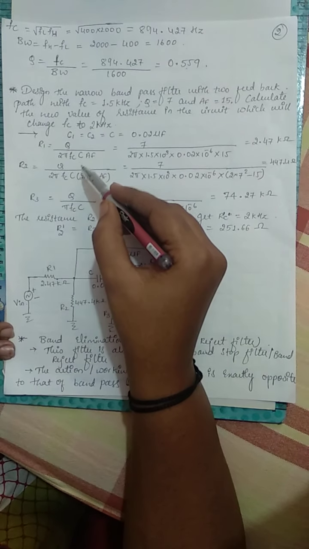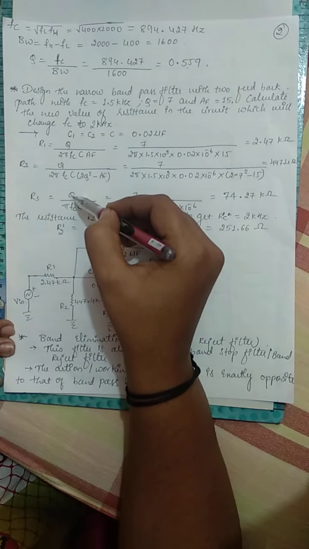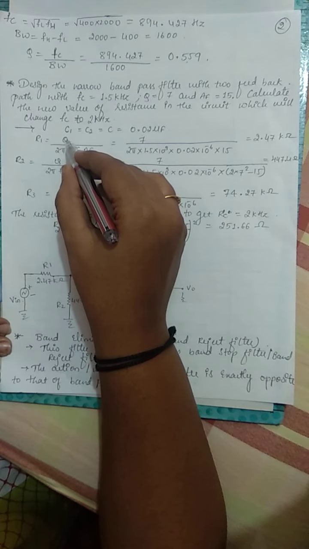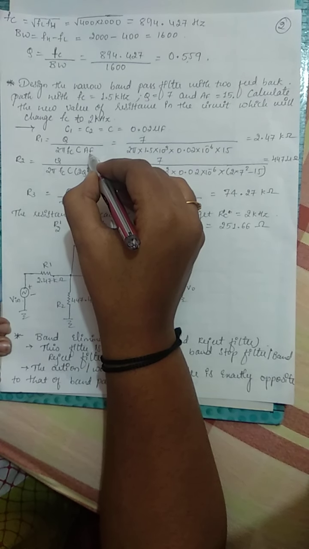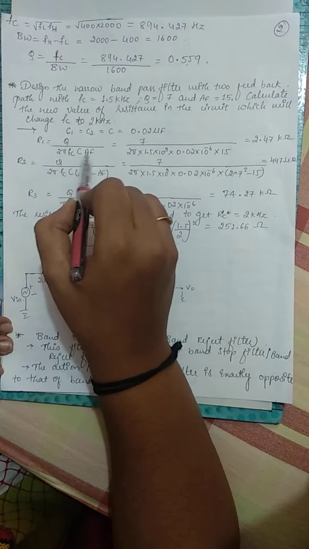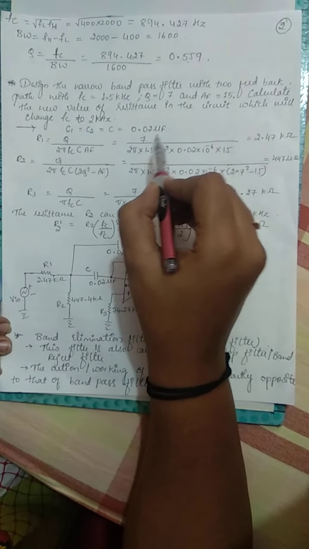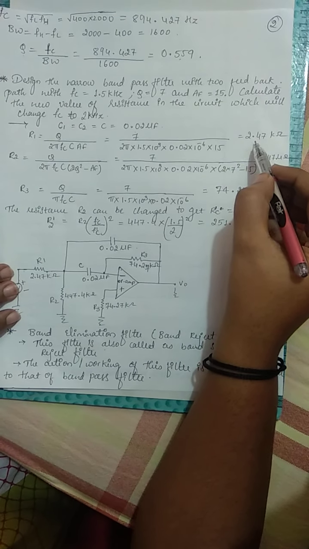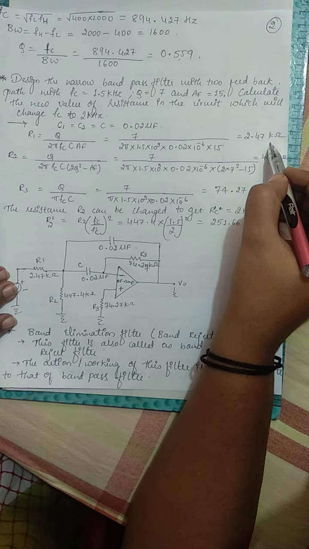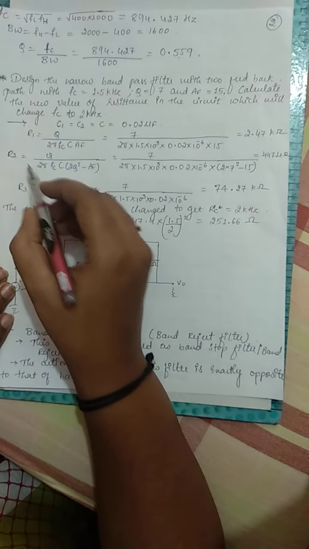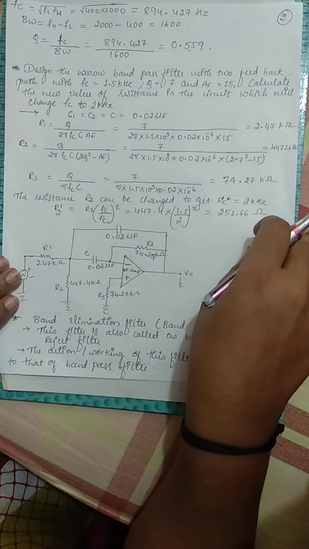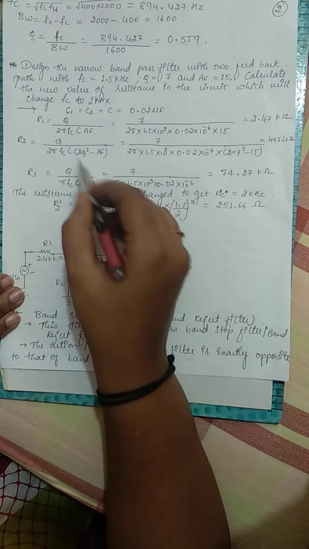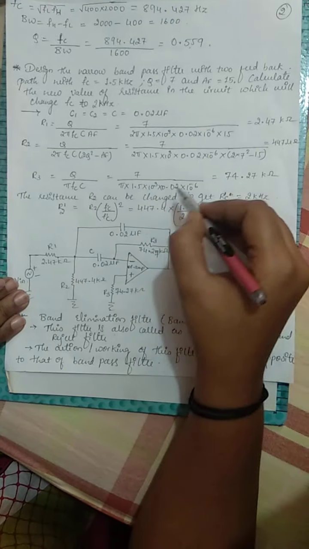We have already seen all these formulas in the last session. So we have R1, R2, R3. R1 equals Q by 2 pi FC into C into AF. All these values have already been given. Put these values in this equation, then calculate R1. You will get it as 2.47 kilo ohm. Similarly, calculate R2 and R3, because all the values have been given. Put those values in the equations and calculate R2 and R3.